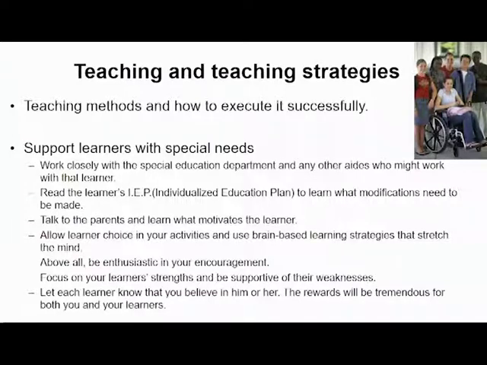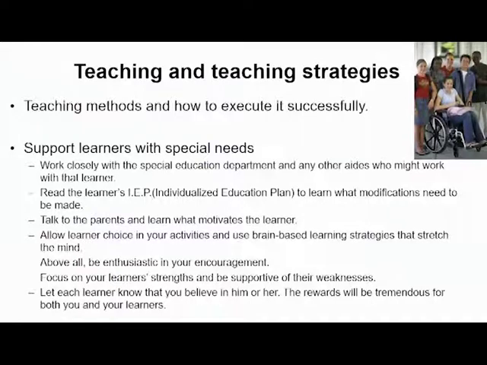You should work closely with that department and with those associations or organizations who work with such a learner. You should also read the learner's individual education plan to learn what modifications might be needed, and talk to parents and learn what motivates the learner. So you have to understand your learner. Some of these can also be captured from parents.